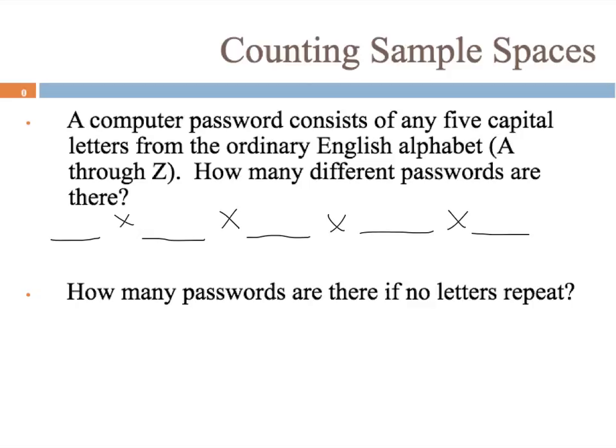For the first slot, I have 26 letters to choose from, so it's just going to be 26. Now, it doesn't say that we can't repeat letters at all, so if my password just wanted to be E, then that could be a password. So I could choose the same letter all 5 times if I wanted to. The point is that it's going to be 26 all the way across the board.